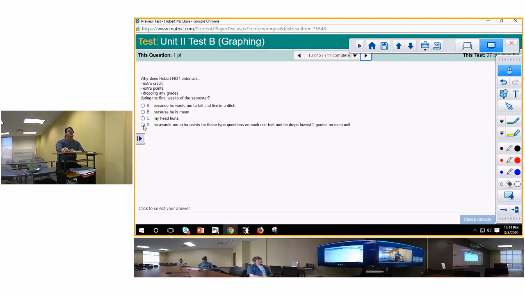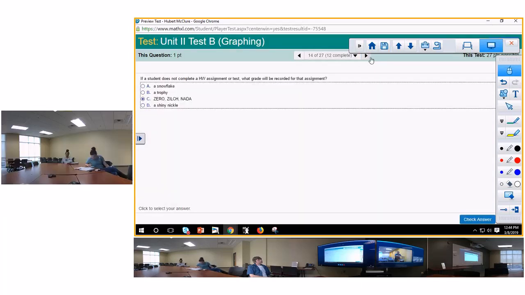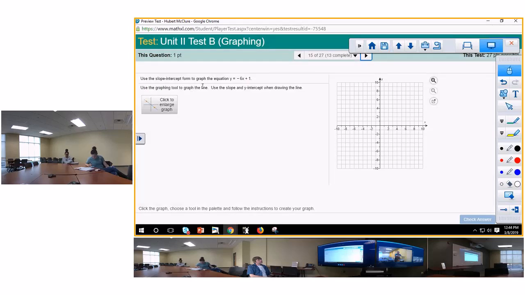Actually, A, B, and D is correct. All of the above. Say again? Said all of the above. That should be: use the slope and y-intercept.